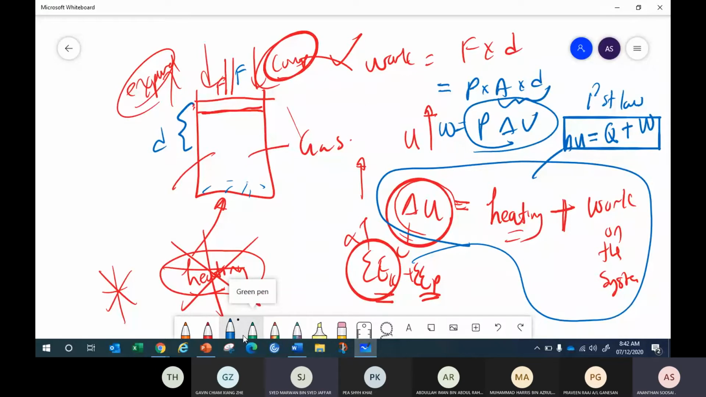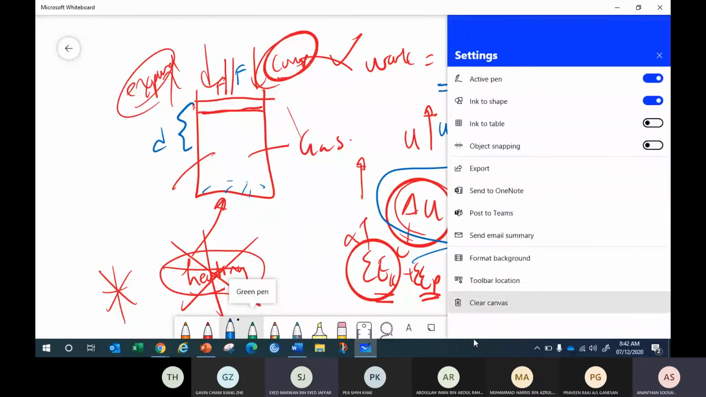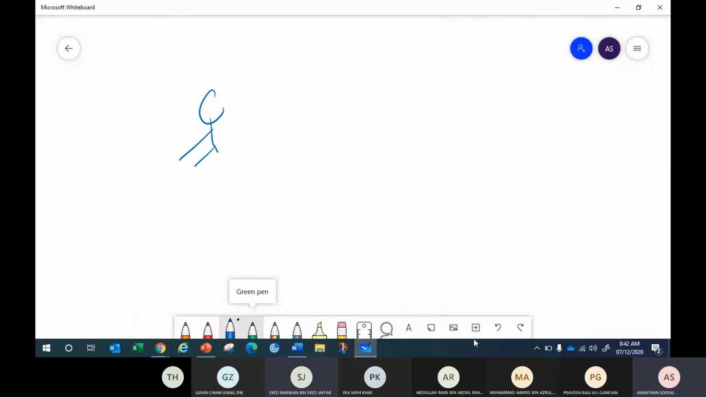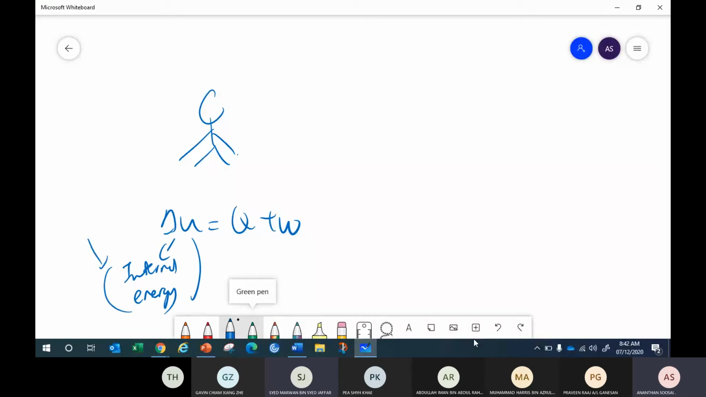This law is exactly the same as your biological system. I can make an analogy to your body also. Let's say you are here. The change in U equals Q plus W also works for you. Biologically we can adapt it. How do you increase your body's internal energy? Body internal energy means more fat. You store energy. How do you store energy in your body? You become fatter.